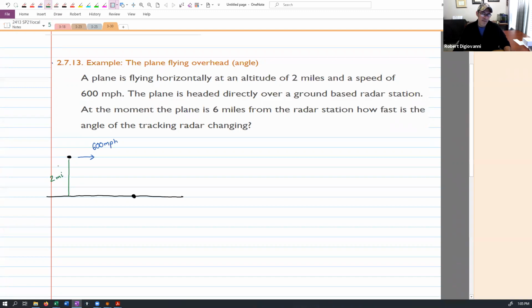And this time, we're not interested in the distance from the plane to the radar station. We are interested in the angle. So I'm going to draw a line connecting these two, but instead of talking about this as being H or whatever we want it to be, we're going to be talking about this angle theta. And so as that plane goes over, this angle theta changes. Agreed?